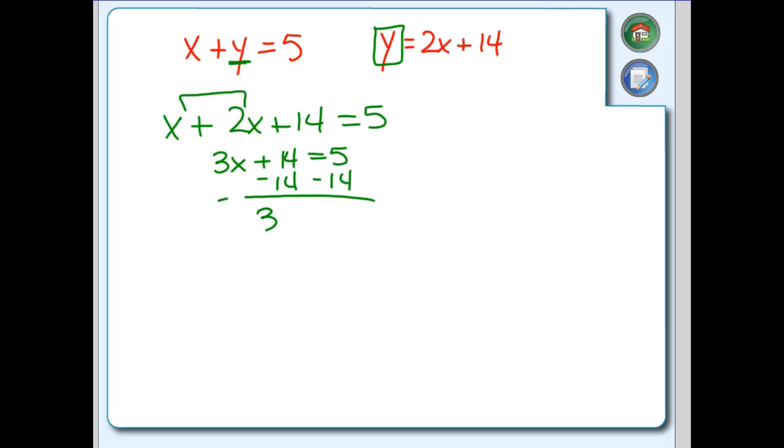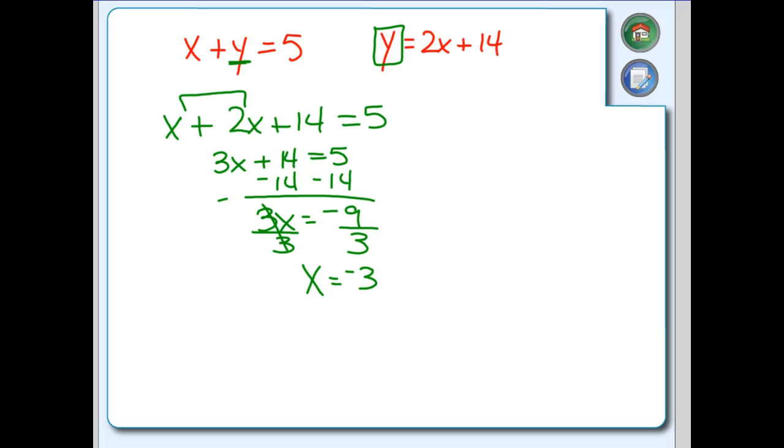And so now I have 3x equals negative 9. Well, we still need to divide both sides by 3 to get x alone. And so we're going to get x equals negative 3. Okay, x equals negative 3. Now, remember, I found x. X is the smaller number, but the question said find both numbers. So how am I going to find the larger number?